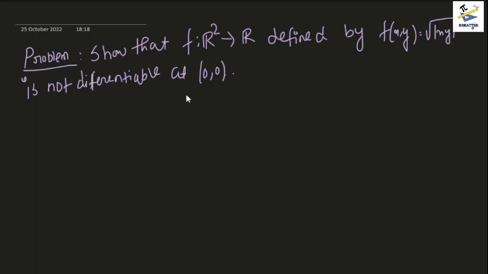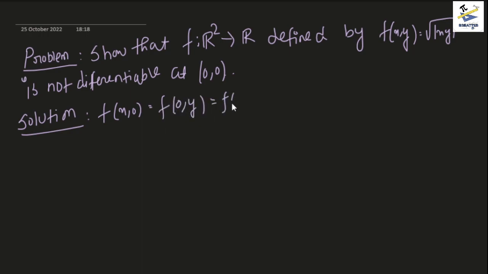Now, this is a different type of problem, and we are required to show that something is not differentiable rather than differentiable. So what we do here, of course some conditions need to be found, like if you understand that f of x comma 0 is the same as f of 0 comma y, because all of them are the same as f of 0 comma 0 and all of them are equal to 0, right?